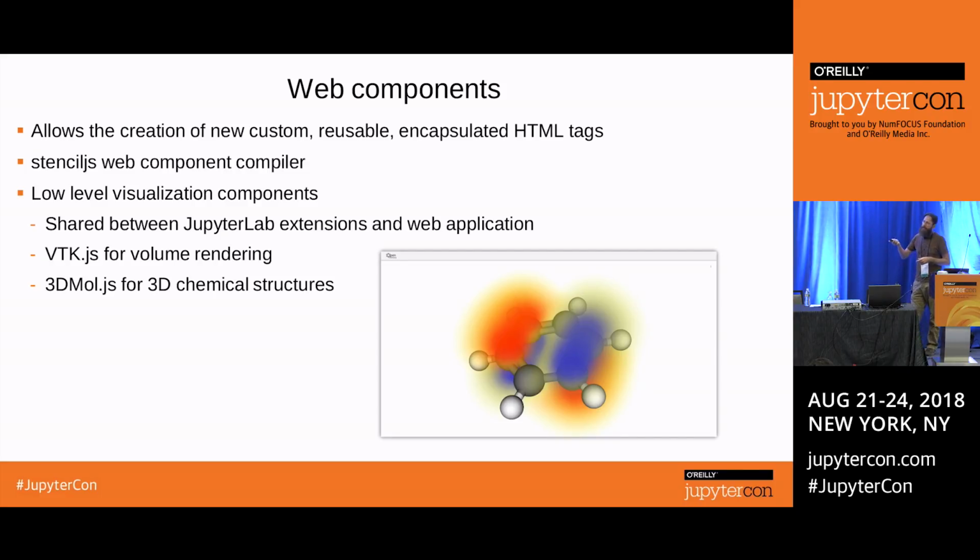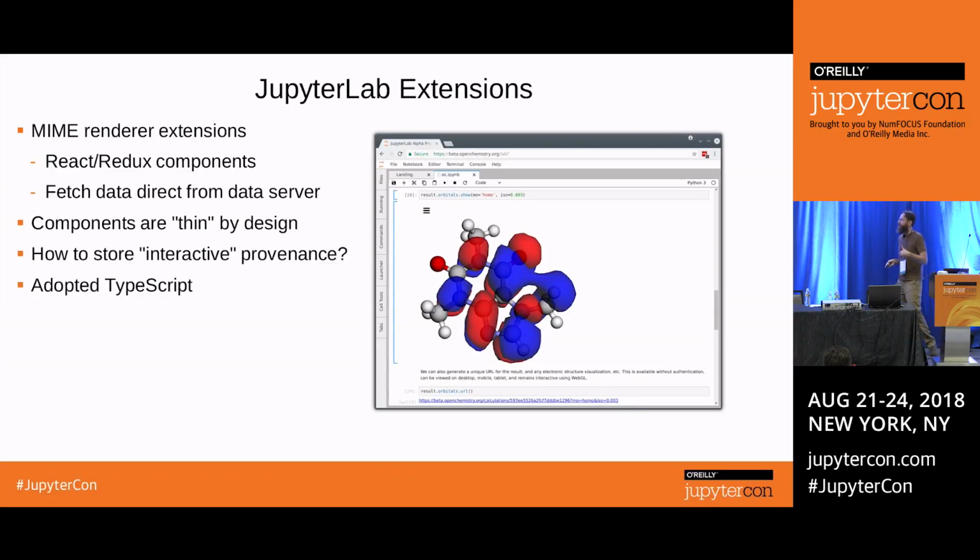And we're using two packages for our 3D rendering. One is VTK.js. We're using that particularly for volume rendering. And then we're using 3Dmol.js that provides more specific chemical 3D structure rendering. In terms of JupyterLab extensions themselves, we're using the MIME renderer interface as our main extension point. It provides a simple mechanism for us to plug in new visualizations based on a MIME type.